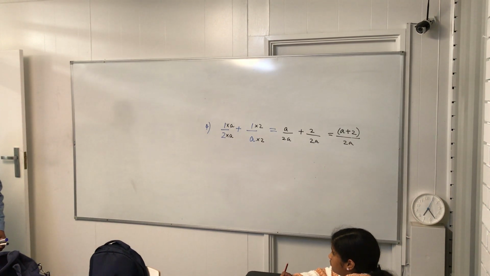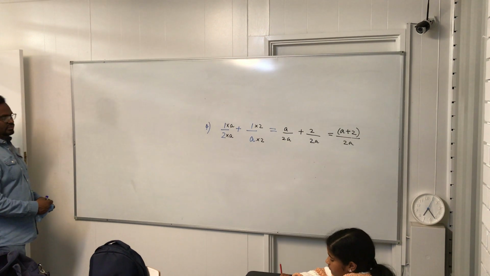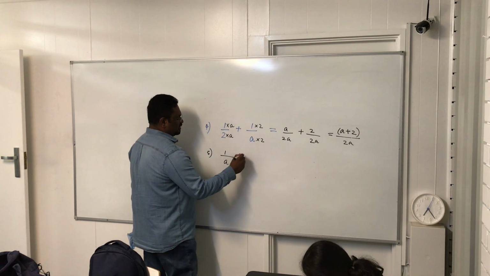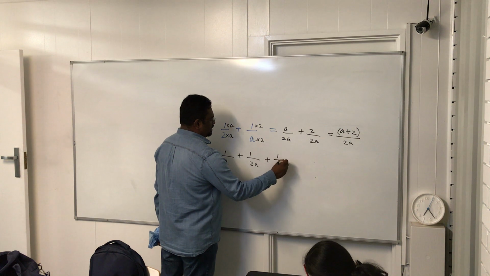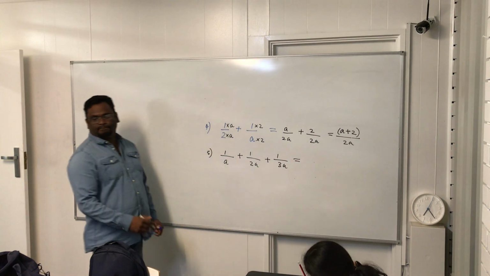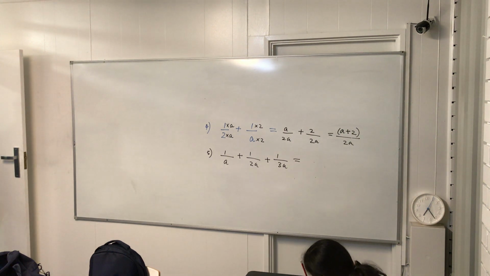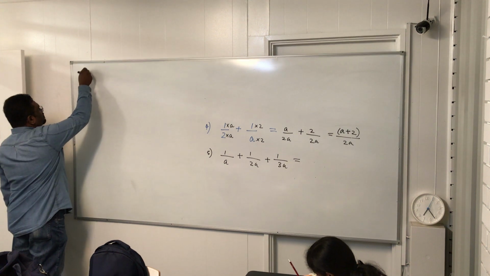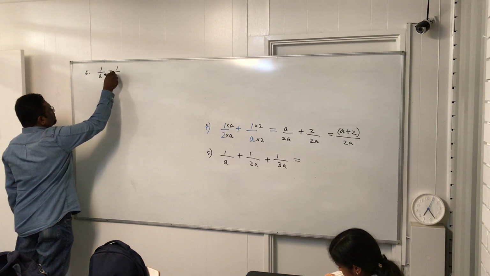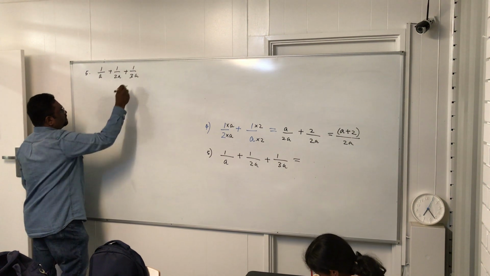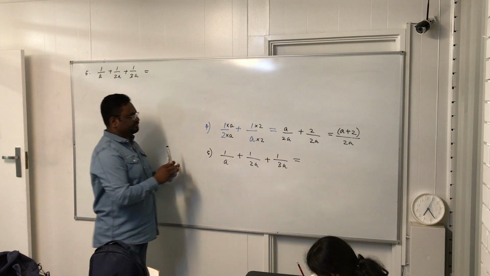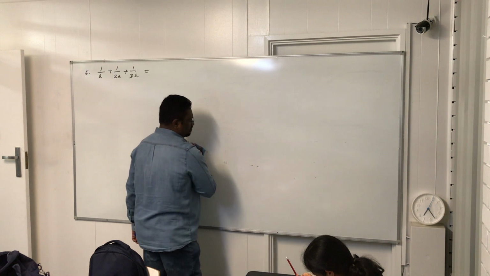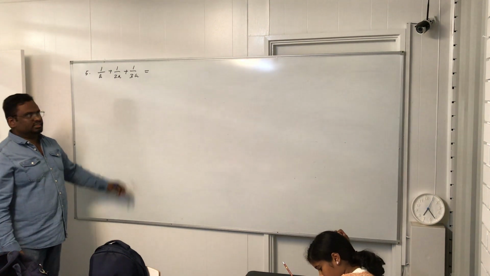Any question? No? Okay. 5. 1 divided by a plus 1 divided by 2a plus 1 divided by 3a. Give me the answer.